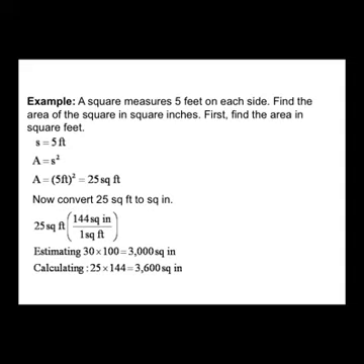So if a square measures 5 feet on each side, find the area of the square in square inches. Find it first in feet. Okay, so a 5 foot square is 25 square feet. And then convert the 25 square feet to square inches. So 25 times 144 is 3,600 square inches.